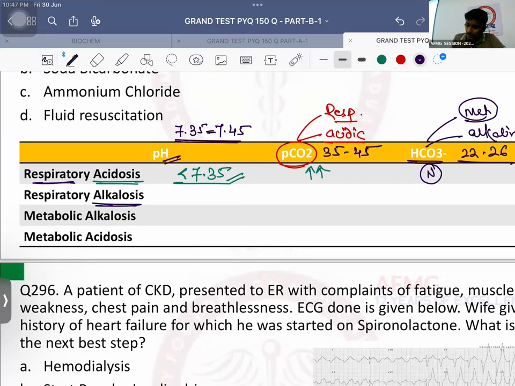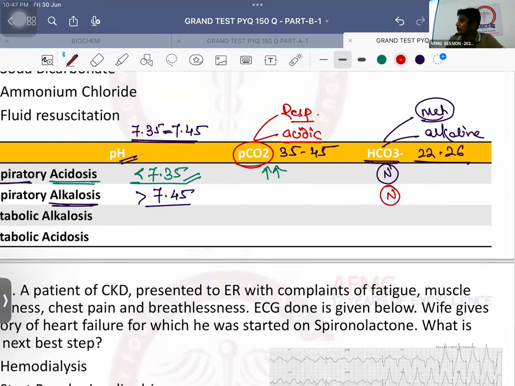Next is respiratory alkalosis. If it is alkalosis, pH should be more than 7.45. As it is respiratory, bicarbonate should be absolutely normal. Respiratory means there is some problem in the CO2. CO2 is acidic in nature, so when CO2 decreases, there will be alkalosis, because the acidic component is decreasing.